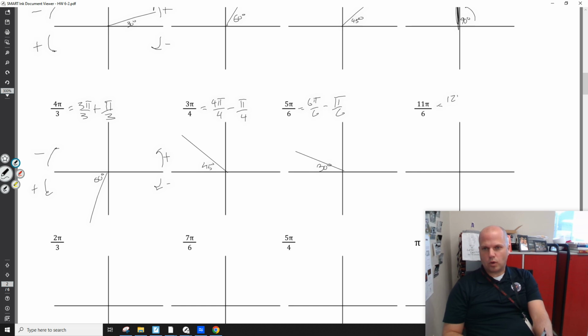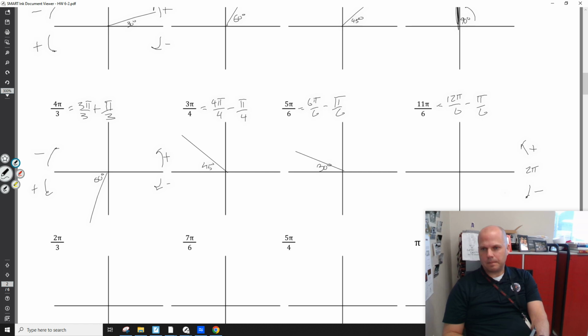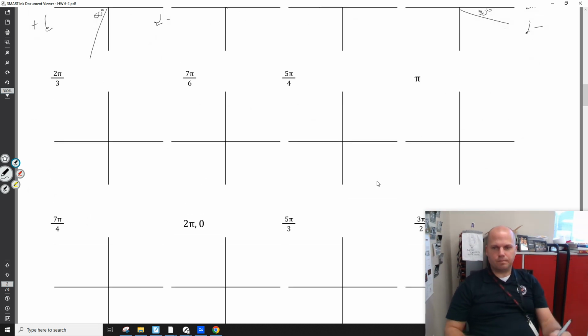11 pi over 6, 12 pi over 6 minus a pi over 6. I go all the way around my circle to 12 pi over 6, which is 2 pi. Subtract a pi over 6, subtract 30 degrees, and you're right there in the fourth quadrant, 30 degrees away from the x-axis. All right, now I'm just going to walk through it. 3 pi over 3 minus pi over 3 gives you a 60-degree reference angle in the second quadrant. 6 pi over 6 plus a pi over 6 creates a 30-degree reference angle in the third quadrant. 4 pi over 4 plus a pi over 4 creates a 45-degree reference angle in the third quadrant.